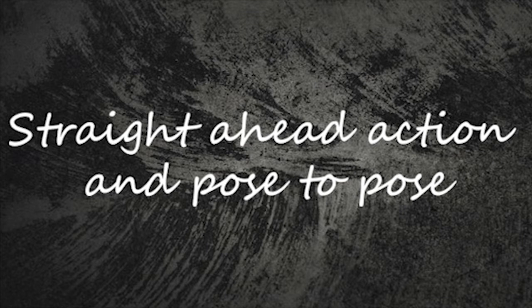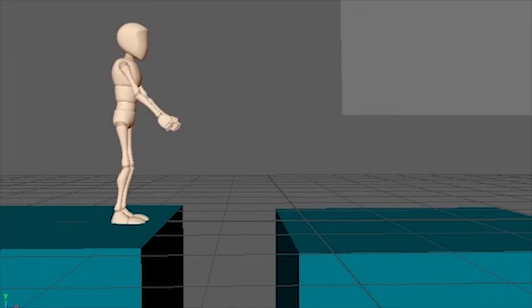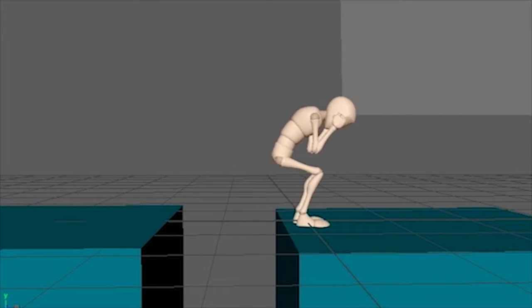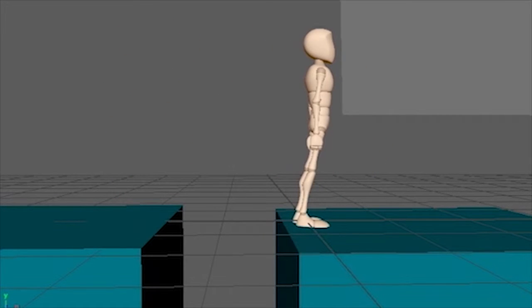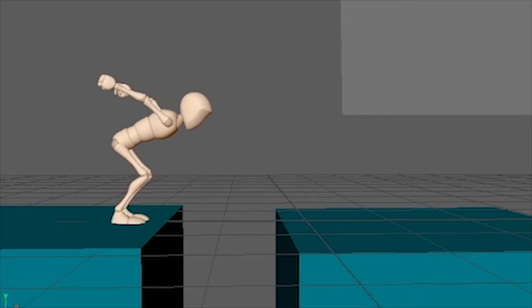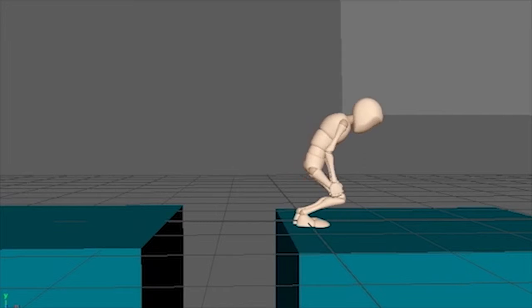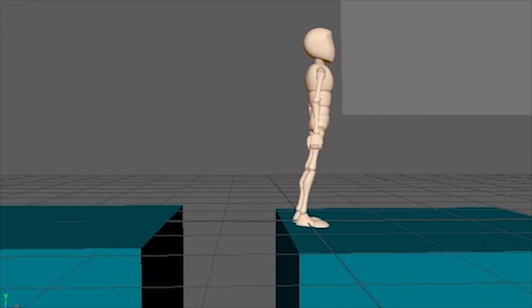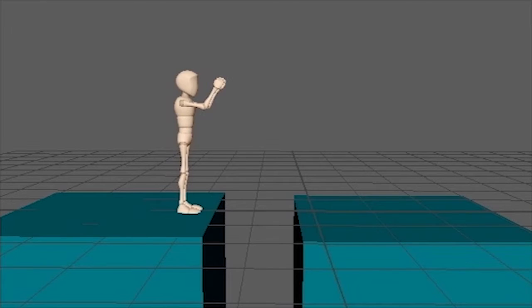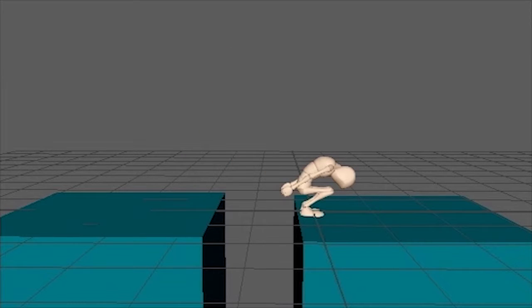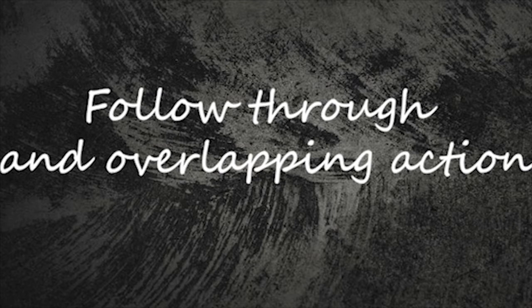The next principle is straight ahead action and pose to pose. Straight ahead action means animating frame by frame from beginning to end, while pose to pose involves starting by drawing a few keyframes and then filling in the intervals later. In this example, we can see some key poses of the motion when the character jumps over a gap.